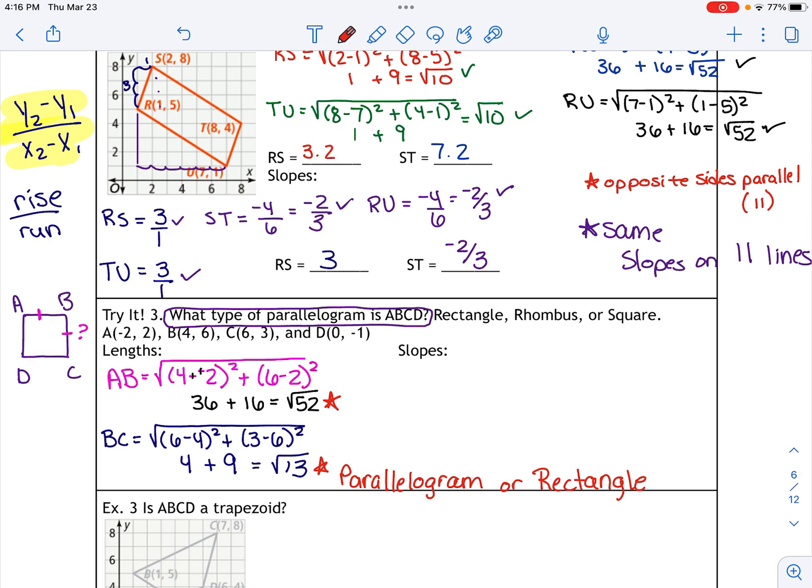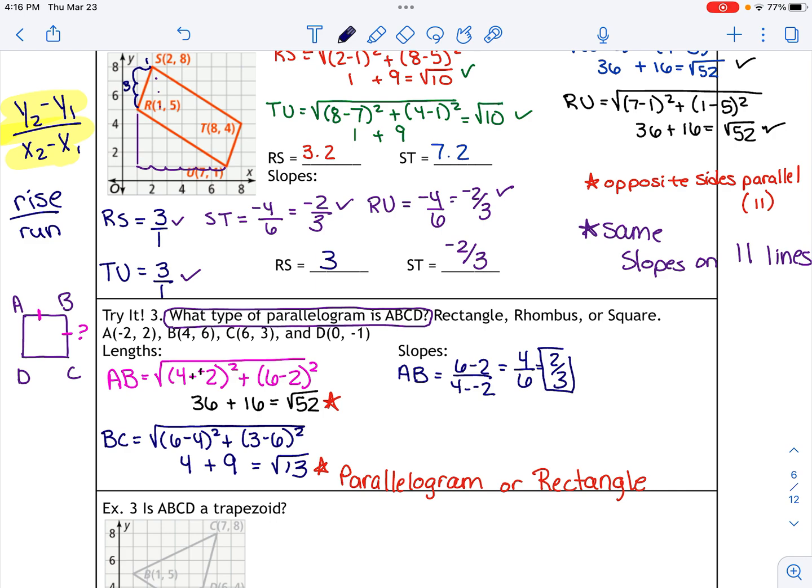Parallelograms and rectangles both have opposite sides equal and congruent, but one of them has 90-degree corners. So let's see if these lines are perpendicular. So we're going to find the slope of AB. And I can't do rise over run without the picture, so I'm going to have to go back to the old slope formula. 6 minus 2 over 4 minus -2. The y's go on top. So I get 4 over 6, which reduces to 2/3.